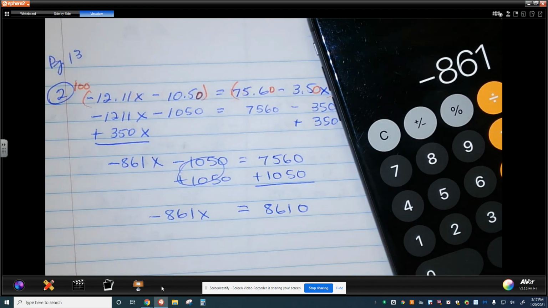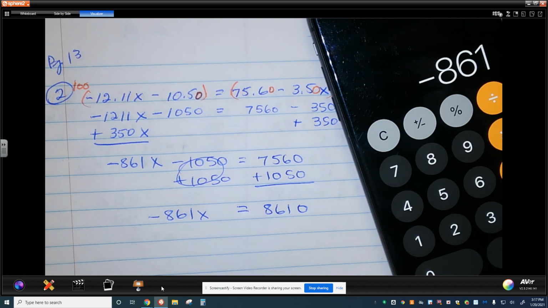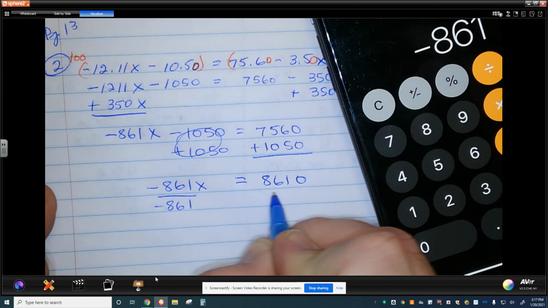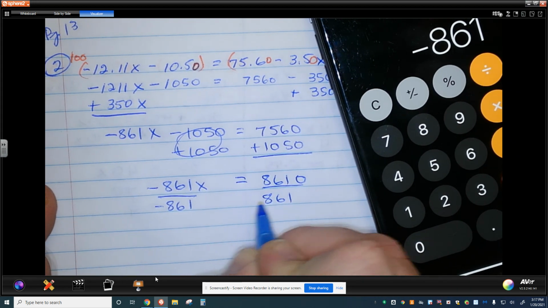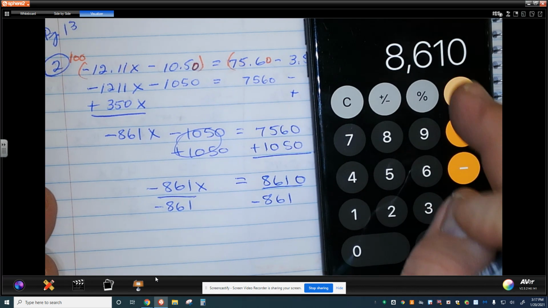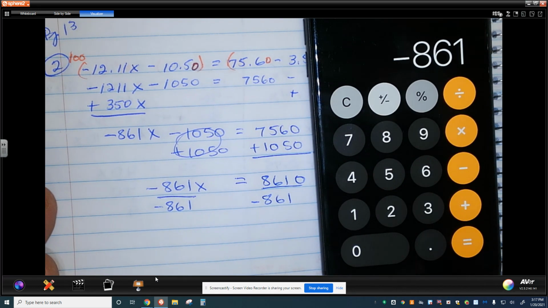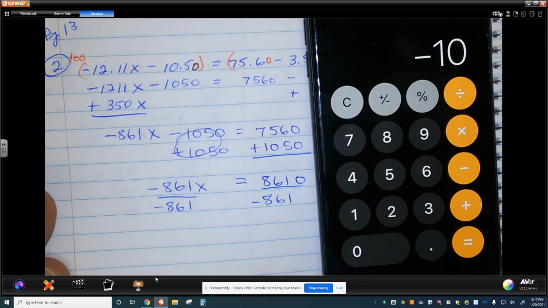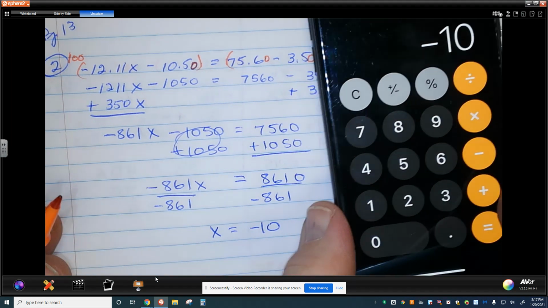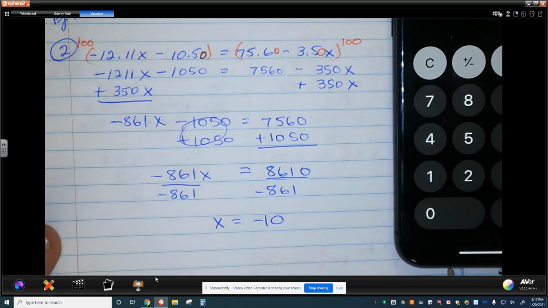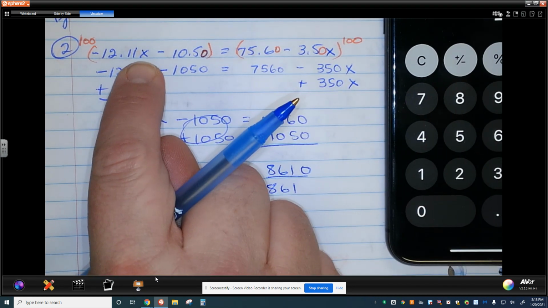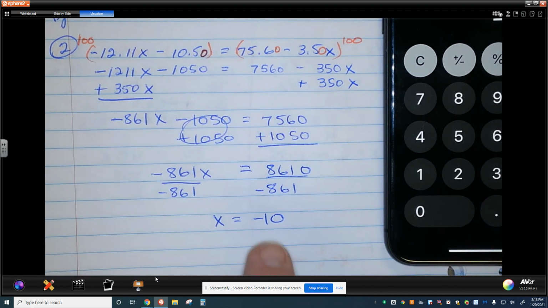8,610. And now I want to use my division property of equality, dividing negative 861 on each side. Then I'll take 8,610 divided by negative 861, and I get negative 10. So my work tells me that x is negative 10. Now, to make sure that I'm right, I need to verify. I'm going to use my original equation, but wherever I have an x, I need to substitute x equals negative 10.